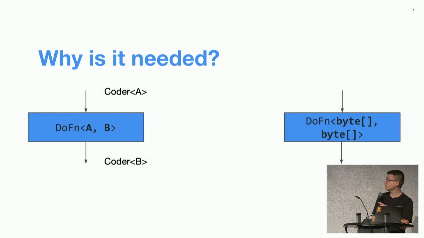But why is it needed? So given that each step of your pipeline has a coder, actually, from Beam's perspective, it doesn't really matter what your Java classes are. Because Beam can just work with bytes. It can just pass bytes around the network. It doesn't really need to know that you have a Java class that has a mutable state inside and you modify it. You can just work with bytes.